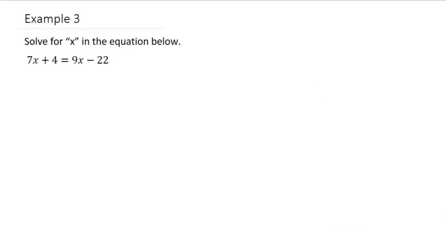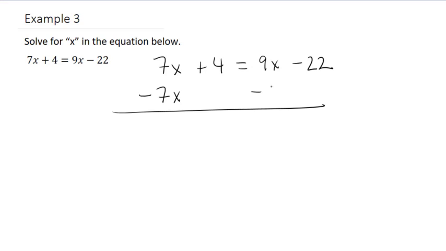Solve for x in the equation below. So here we have 7x plus 4 equals 9x minus 22. Now, the first thing we're going to do is move the smaller number of our variable number. So we have 7x. So let's go ahead and subtract 7x on both sides. This gets rid of it right here. So now we have 4 is equal to 9x minus 7x. So that's 2x.